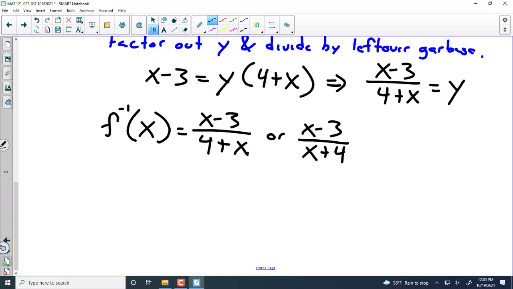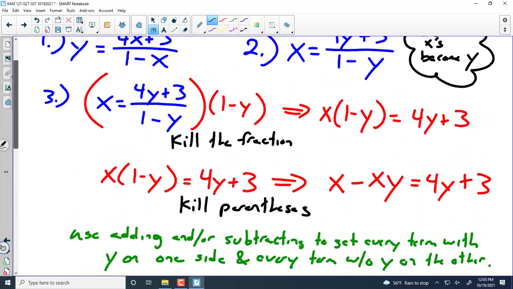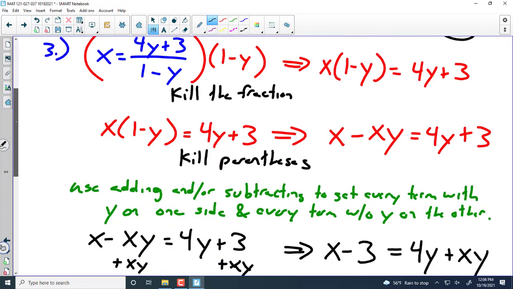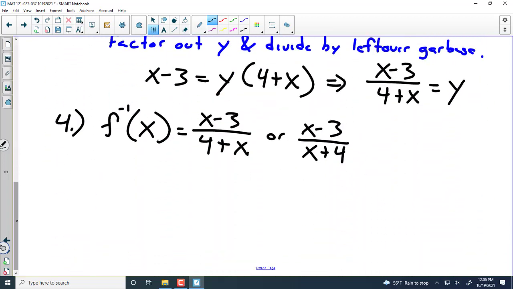Class, that's about the hardest type of problem you have to do in this section. And why is it hard? Because of that third step, where you have to solve for y. I know you've solved equations for things before, but we haven't done much of that in this class.